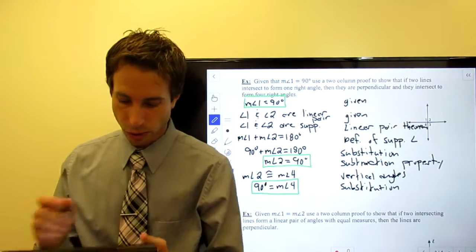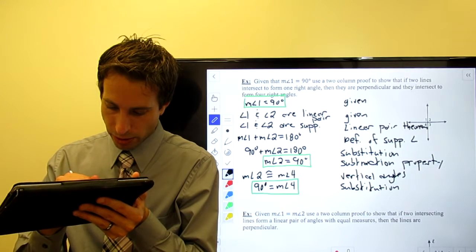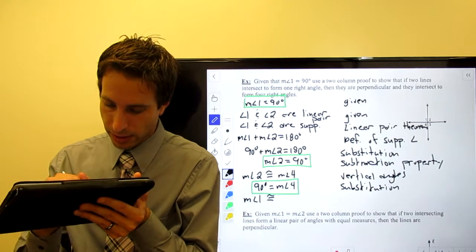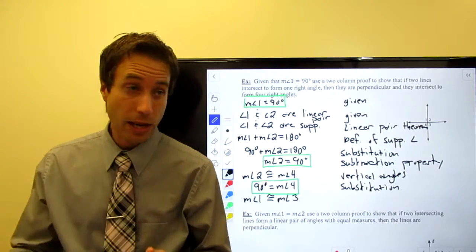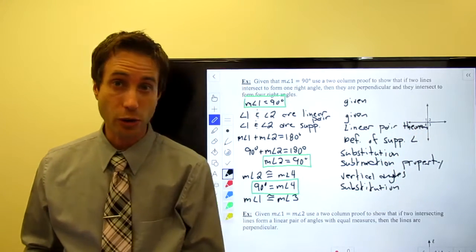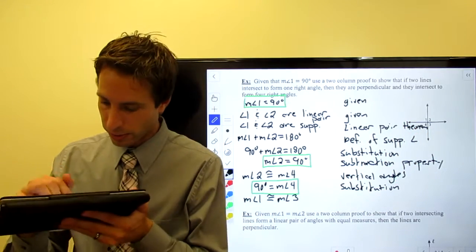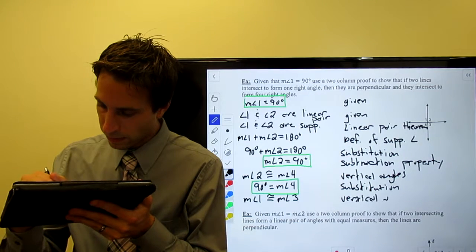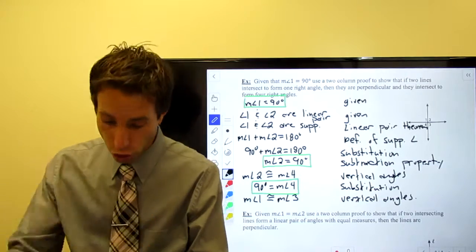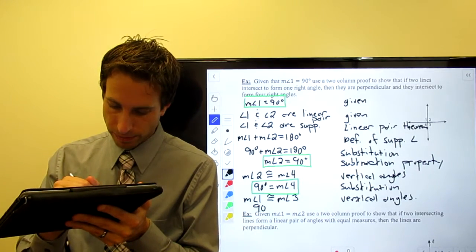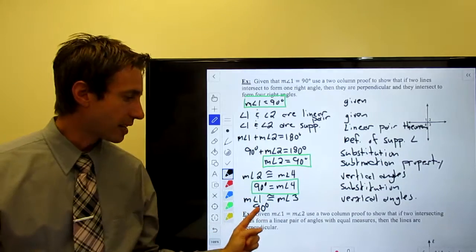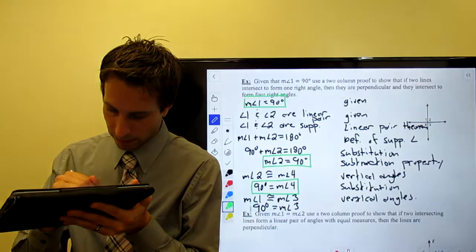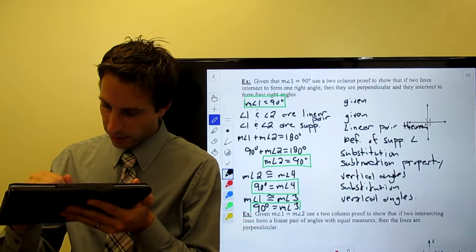We're almost there. Look, the measure of angle 1 is congruent to the measure of angle 3. How do I know the measure of angle 1 and angle 3 are congruent? Vertical angles. So, do the substitution. I know the measure of angle 1 is 90 degrees. Plug it in. And that's a substitution.